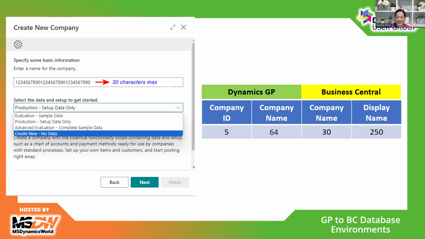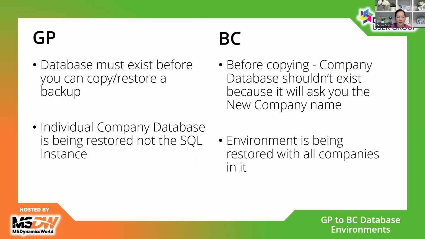Okay. So just to review, in Dynamics GP, the database must exist before you can copy and restore a backup. In Business Central, before copying, the company database shouldn't exist or the company name shouldn't exist, because it will ask you the new company name. And then in GP, an individual company database is being restored, not the SQL instance. But in Business Central, you are restoring the entire environment with all companies in it.